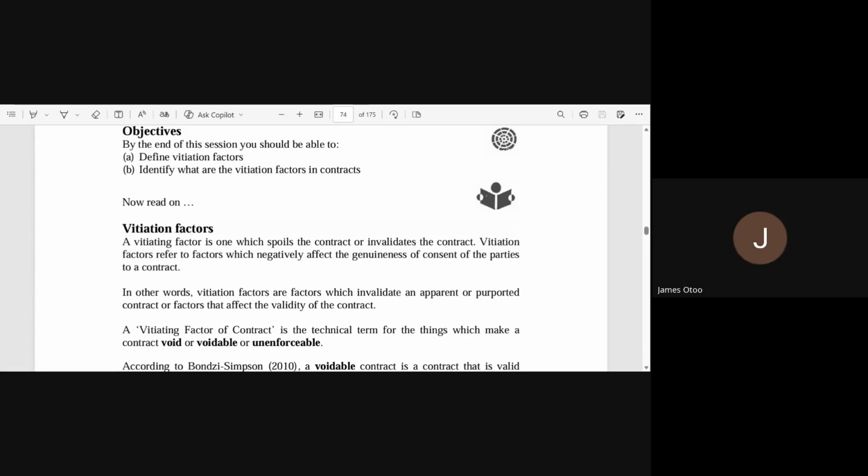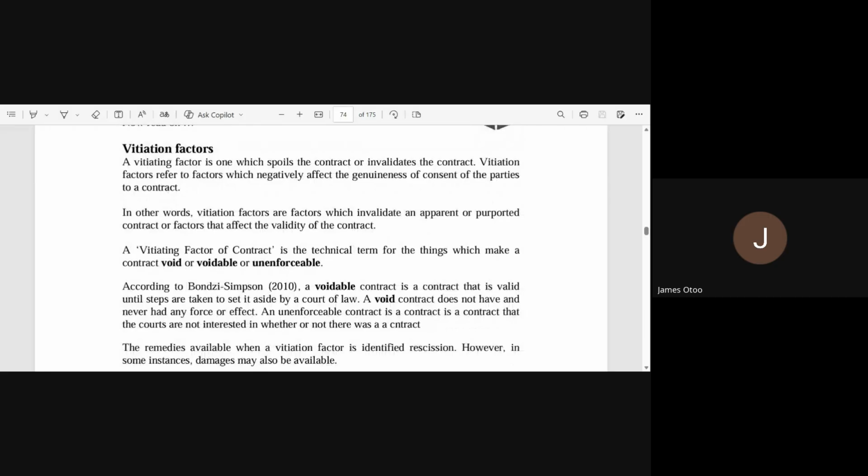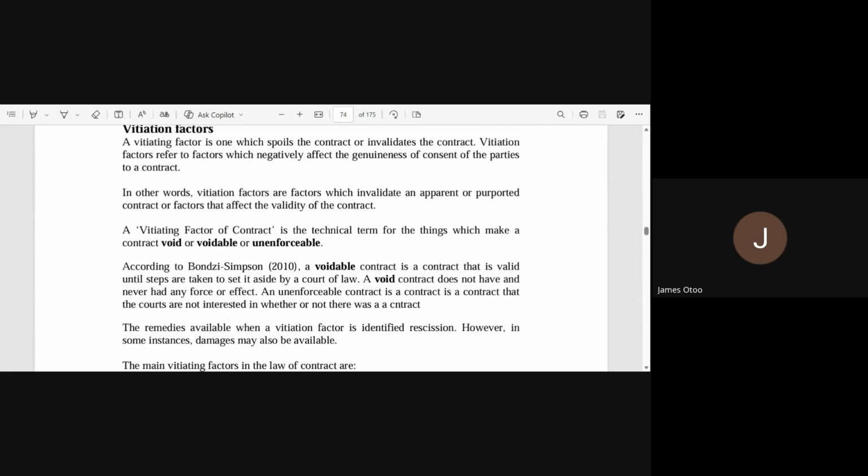Now, a vitiating factor can make a contract voidable or unenforceable. What do we mean by void contracts? A void contract means that the contract does not exist from its inception. So you may think that there's a contract, but there's no contract.